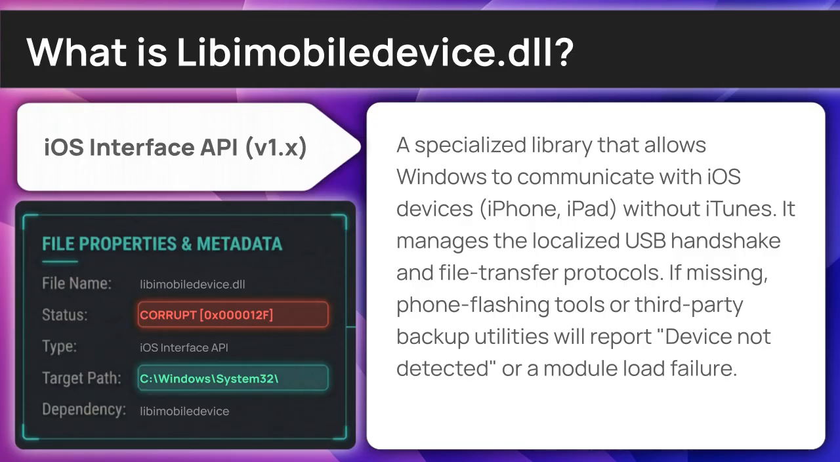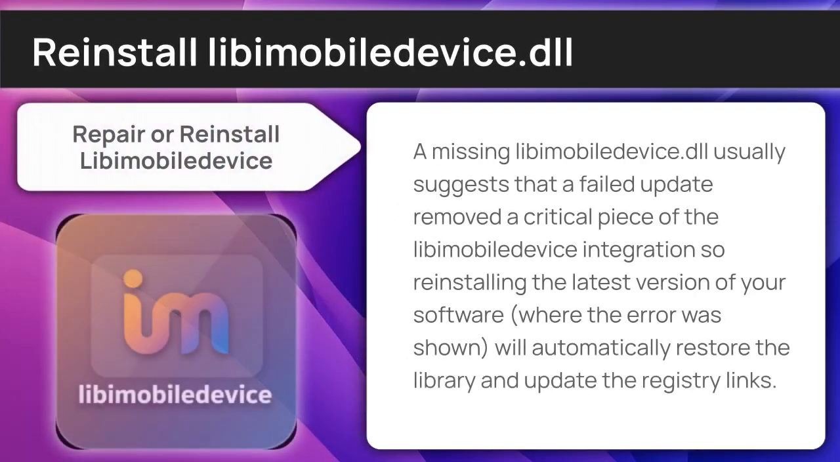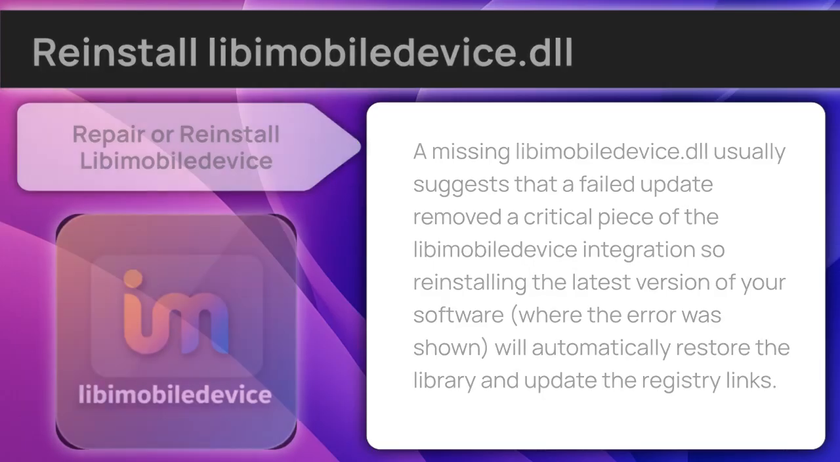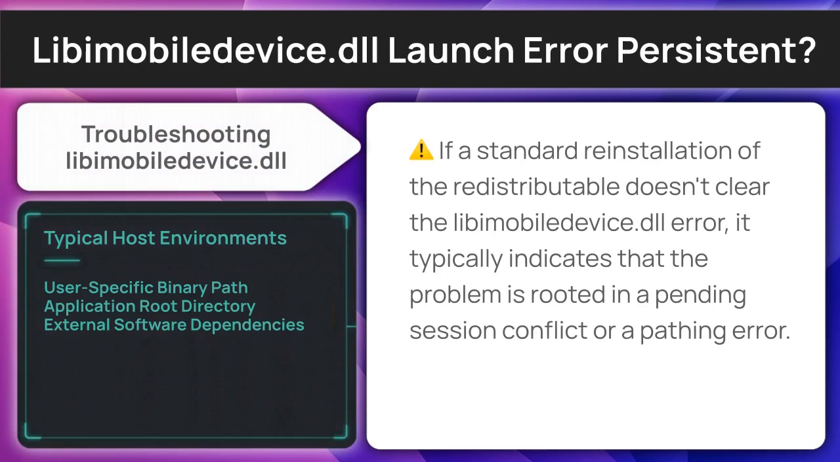With the explanation out of the way, let's refresh the affected files. A missing Libimobiledevice Library DLL usually suggests that a failed update removed a critical piece of the Libimobiledevice integration, so reinstalling the latest version of your software, where the error was shown, will automatically restore the library and update the registry links.